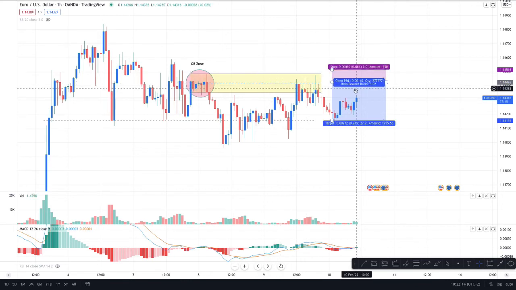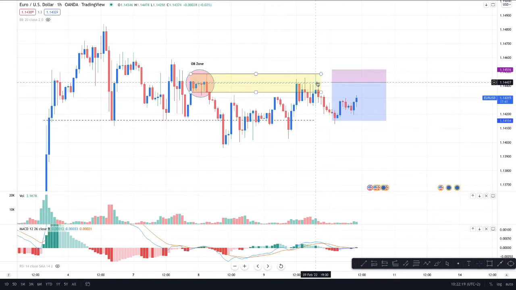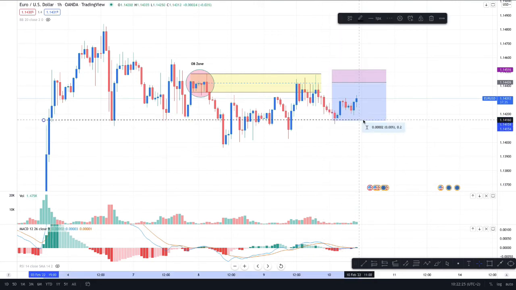Okay, so we had an RR of 1 to 3. Price came down and hit it. The entry was sniped pretty nicely, right, before price came down, and again retested this support line and is now treating it as support again, bouncing off it.